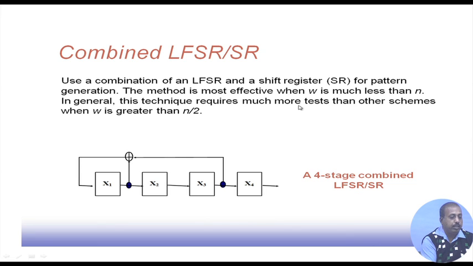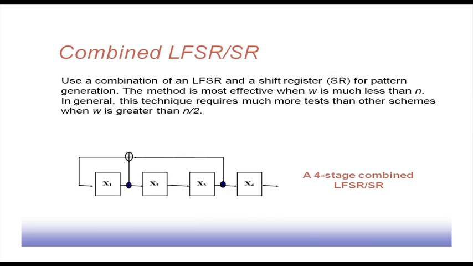The technique naturally requires many more tests than other schemes when W is greater than N by 2. If it is more than N by 2, then of course more shifting stages are to be added, and it will require more tests. But if the value of W is small, then in most cases, by adding 1 or 2 extra shift stages, we can generate the exhaustive patterns for the cells. We can do some analysis about their dependency, and we can find that they are going to be independent. Accordingly, we can feed them with the patterns.